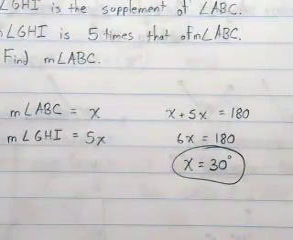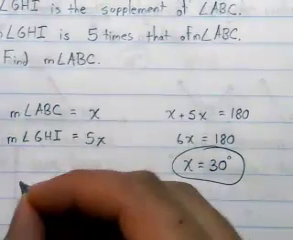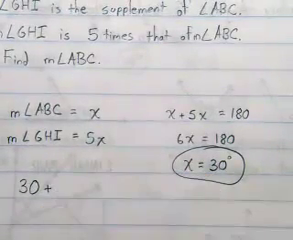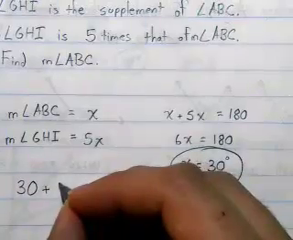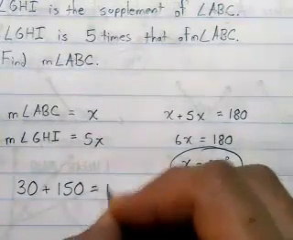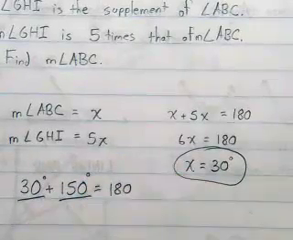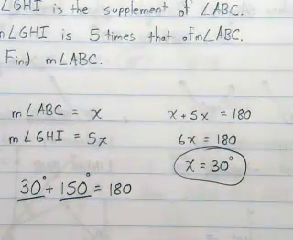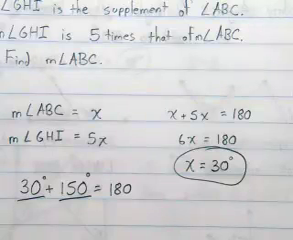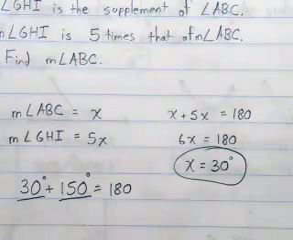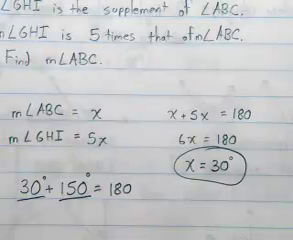And if you want to, we can double check it. 30 plus what is 180? 150. Okay, so my two angles should be 30 degrees and 150 degrees. Is 150 degrees 5 times 30 degrees? Yes. So those two angles work, right? One's 5 times the other, and they add up to 180, so I got them. Okay? I think that's going to be enough for what you guys need.